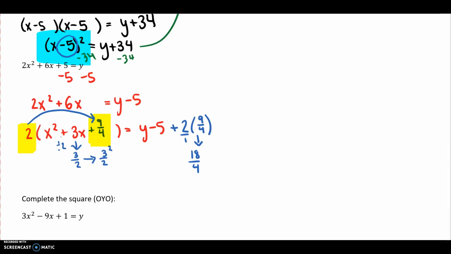So please make a note of that and make sure you do not forget it. And that only happens when you have a GCF here. That didn't happen before because we were just adding 25. So now with that said, because I created a perfect square trinomial, I can factor. Okay, and then I can get something that looks like vertex form.